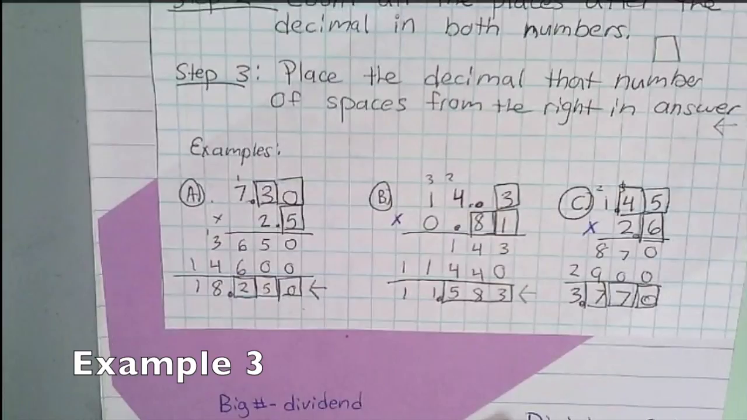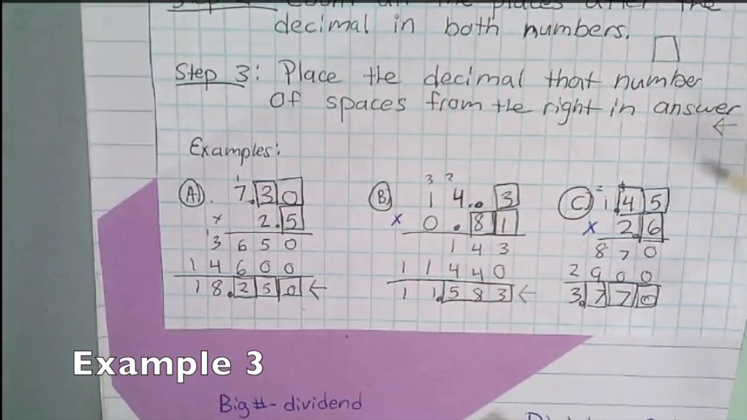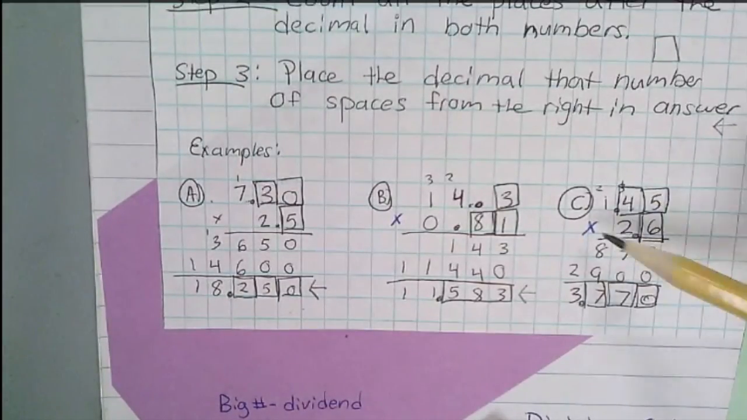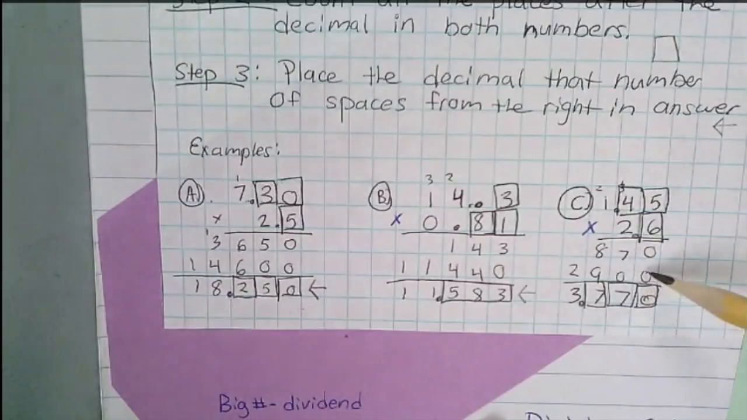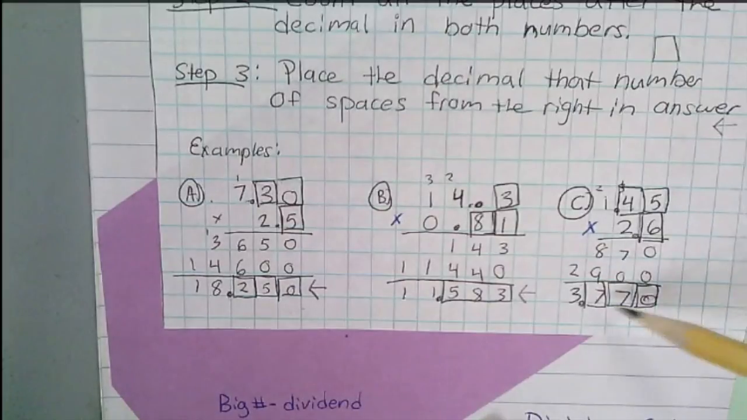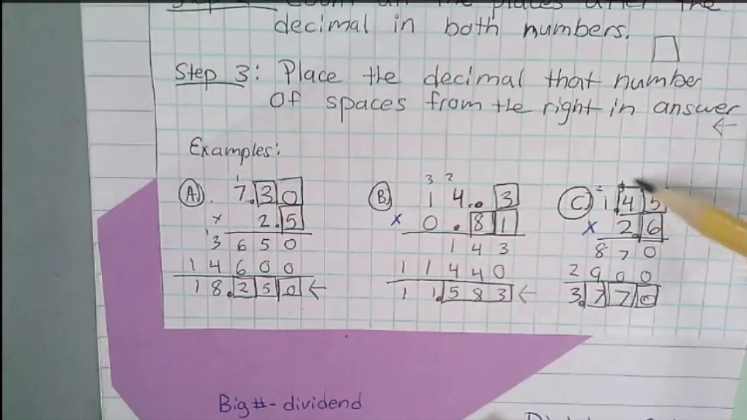Here's my last example. So I have 1.45 times 2.6. I multiplied them through. 5 times 6 is 30. 4 times 6 is 24. Plus 3 is 27. 1 times 6 is 6. Plus 2 is 8. Put a 0 to hold my place. I went through with the 2. Added them down. And then I added up my boxes.